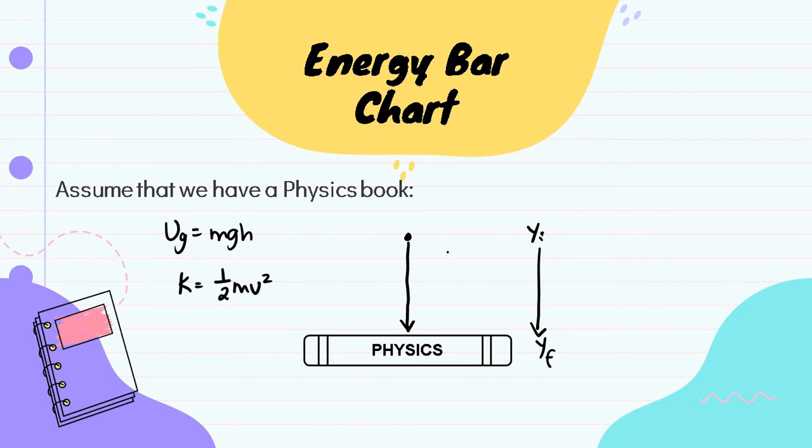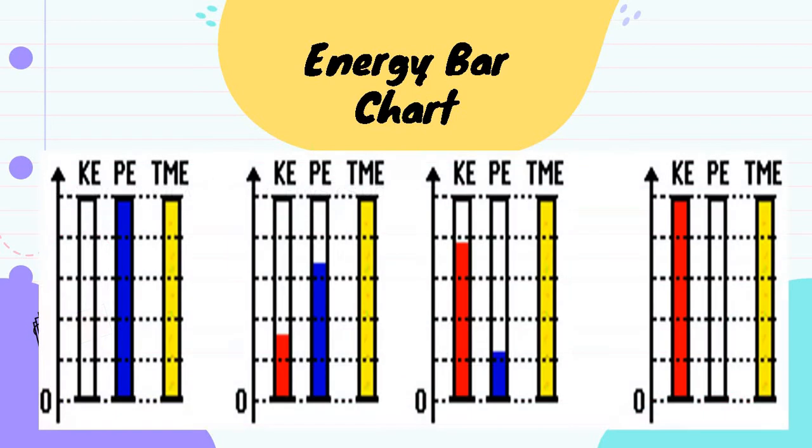Alright, so let's look at these energy bar charts for better illustration. This is what I was telling you a while ago. If the object is located at a higher position, the gravitational potential energy of that object is at maximum, which is equal to the total mechanical energy of the system.